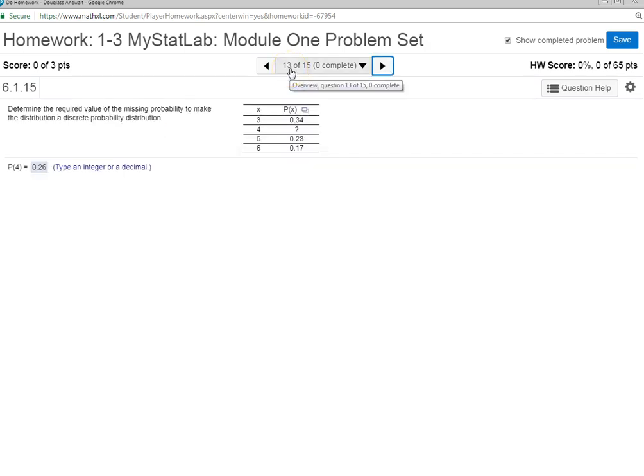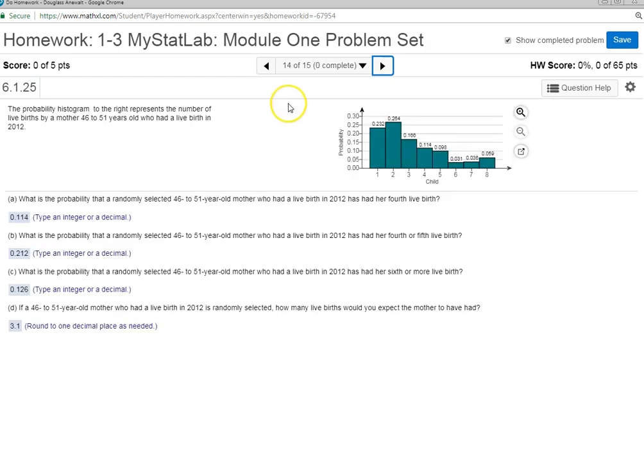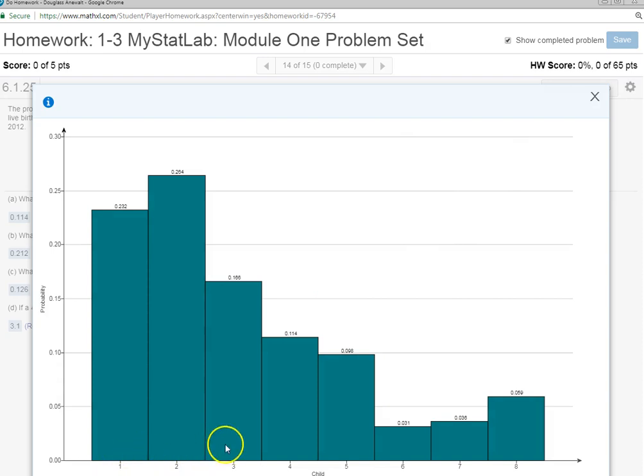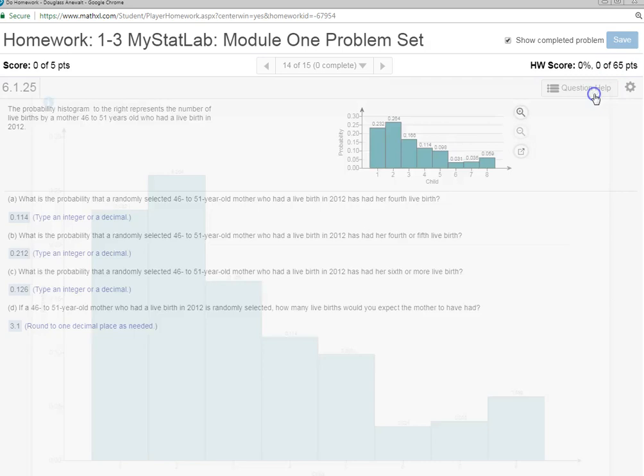Number 13 feeds off of what I just talked about in number 12. The requirements for a discrete probability distribution is that all these numbers should add up to 1, 100%. So find out what value you would put there to make all of these add together to 1. For number 14 here, we have a probability histogram, and it just shows the possibilities for the number of children that someone can have, and then the probability of each of those possibilities is how high the bar is.